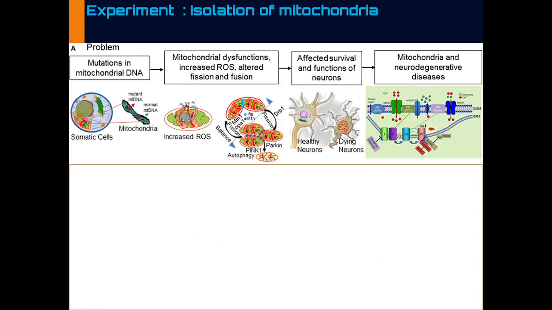This is just a summarized diagram showing what happens if there is a mutation in the mitochondrial DNA, the previous one was about that. It could arise for several reasons, like reactive oxygen species, or cell division problems. Now it affects the neurons, or it can cause neurodegenerative diseases.